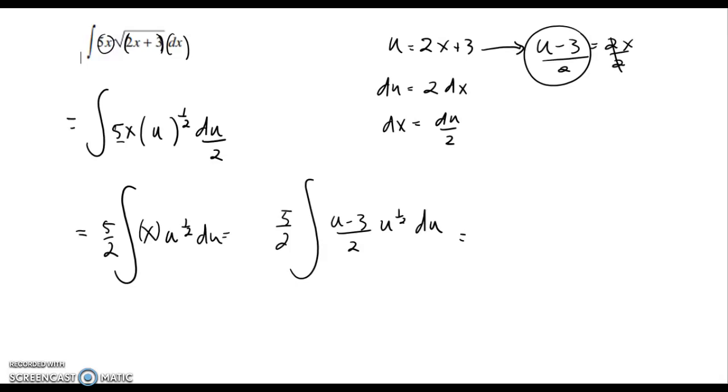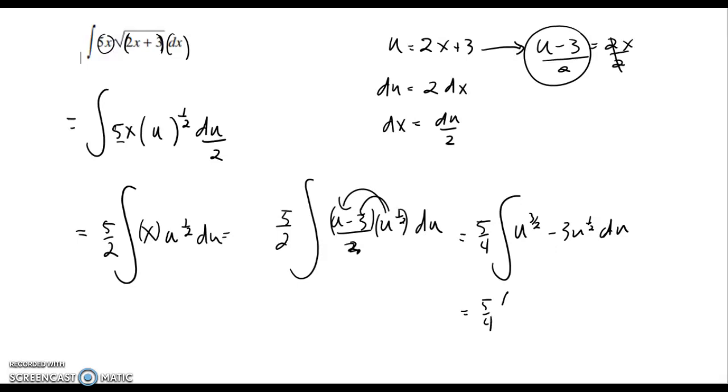So I'm going to factor out the 1/2, so I get 5/4. And then, so that got factored out. And then I'll go ahead and run this guy through. So u to the 1/2 times u is u to the 3/2. And then minus 3u to the 1/2. And now I'm able to integrate.